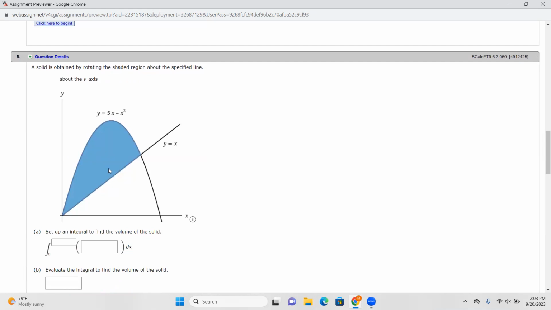We're revolving this about the y-axis. So we're going to use our functions of x here, revolve around the y-axis, and we will get a shell integral. So we'll have 2 pi, since we're going around the y-axis, the radius is just x, so it'd be 2 pi x. The height is going to be the difference between the two functions, so 5x minus x squared, take away x, which I think comes out to be 4x minus x squared. And then dx, the thinness of the rectangle, is the thinness of the cylindrical shell.